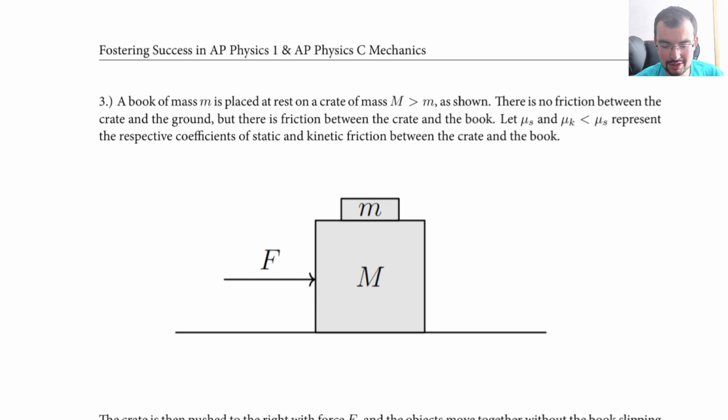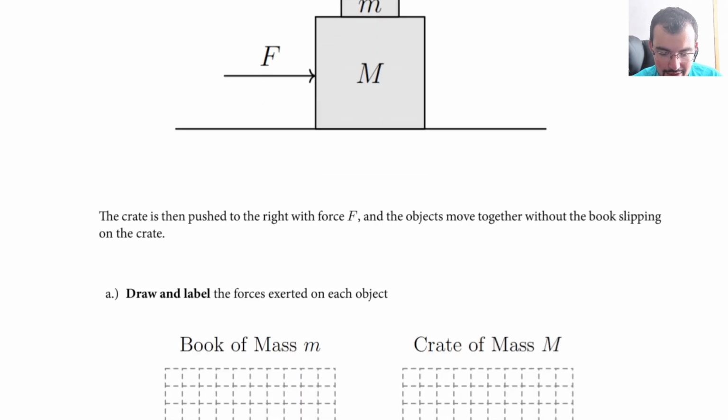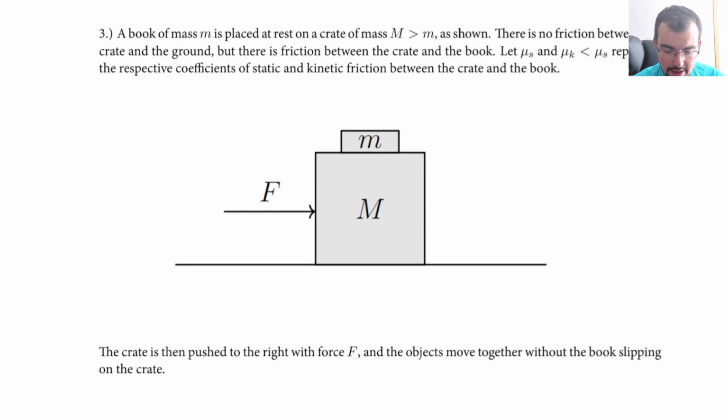All right, this is our last scenario of the main part here before we get on to pulleys. And this is what I just call the block stack. So we are pushing a block, and then there's another block on top of it. So we have a book that is on top of a crate in this scenario. I am pushing the bottom block, and the objects are moving together. And as shown by the picture, this is a larger mass.